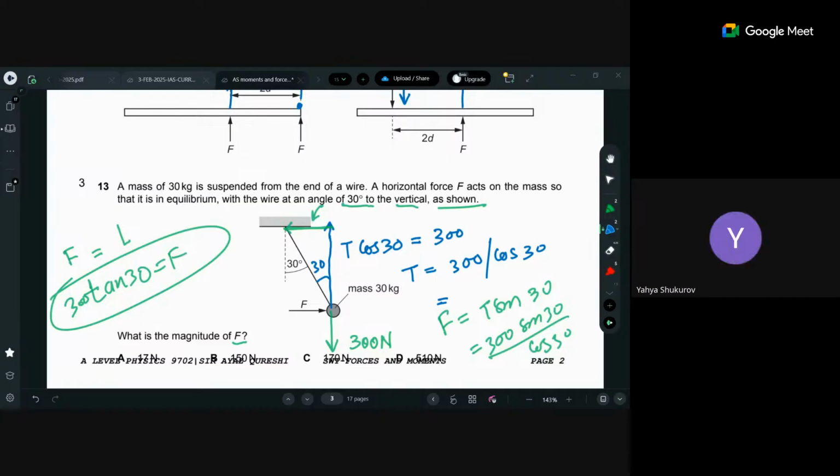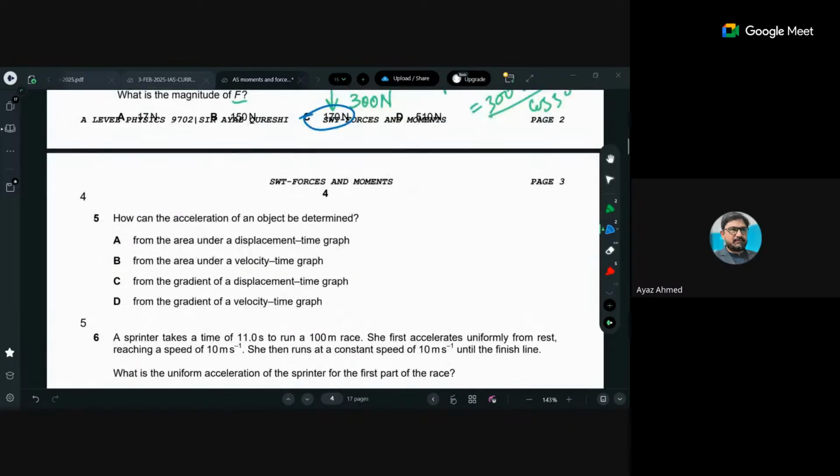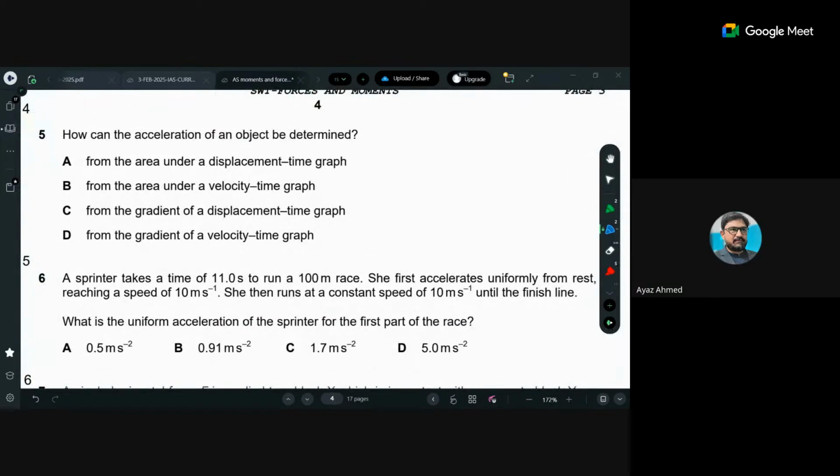Yes, okay, so 173. 173, 170. So 170 is the right option. Got it? That is 173.